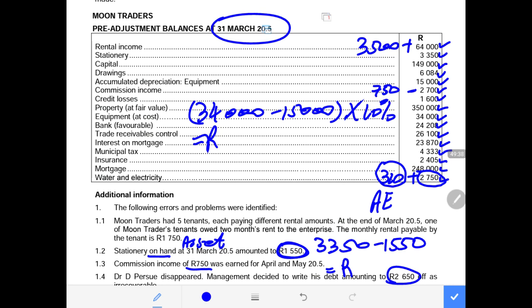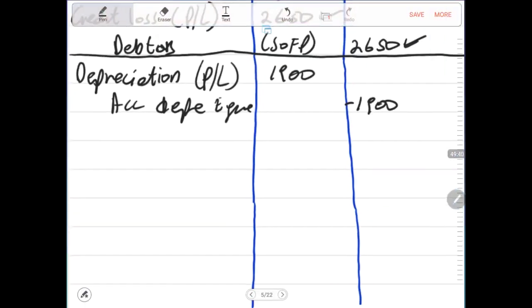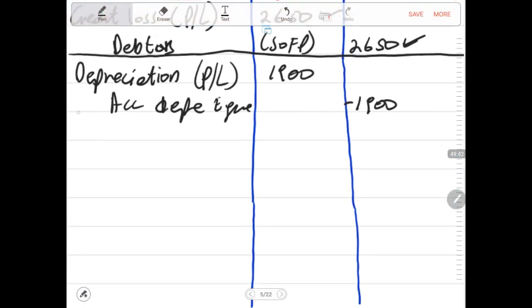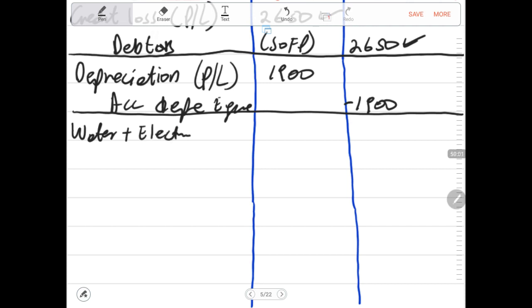So 310 is an accrued expense. That means our expenses, water and electricity, must be increasing in this case. So now what do we do? Remember, I said to you, accrued expense is a liability. So now we increase liabilities on the credit side, but we debit water and electricity, water plus electricity. For how much? 310.